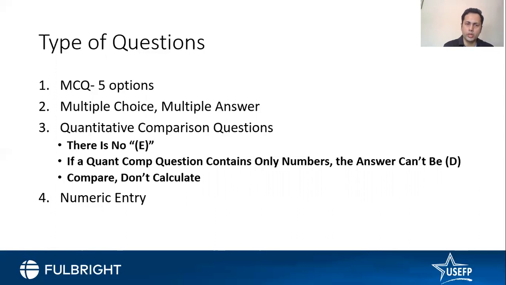Compare, don't calculate. Try to compare the 2 sides and not calculate, because if you start calculating, it would take longer. But questions might require you to calculate. So start by comparing, and if it comes to it, you calculate which side is bigger. The 4th question type is numeric entry, in which you have to type the correct answer.